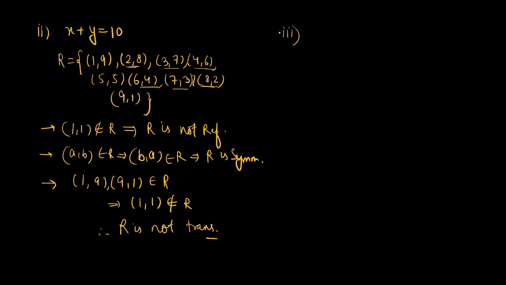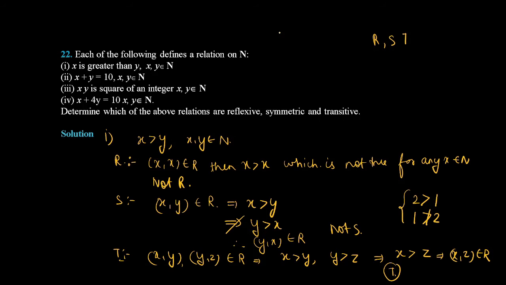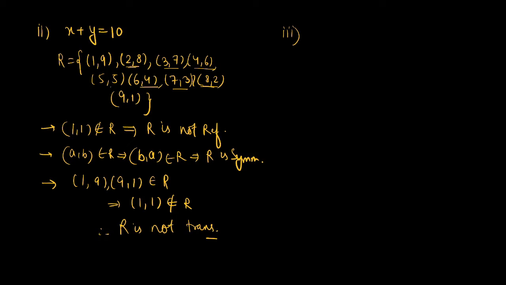So in the third part, we have to check relation R, which is defined as xy is the square of an integer. xy should be the square of an integer. Okay, so this is xy is the square of an integer.